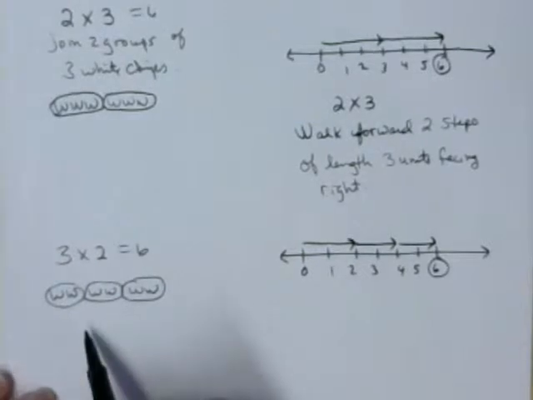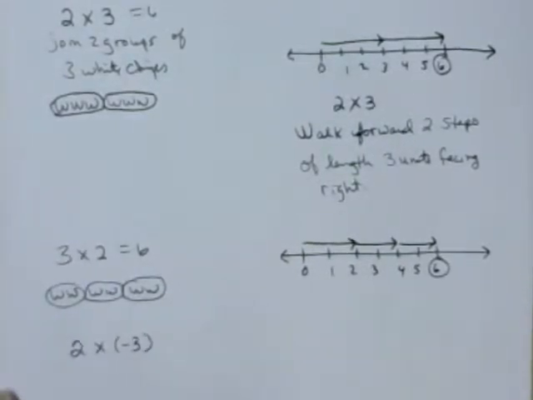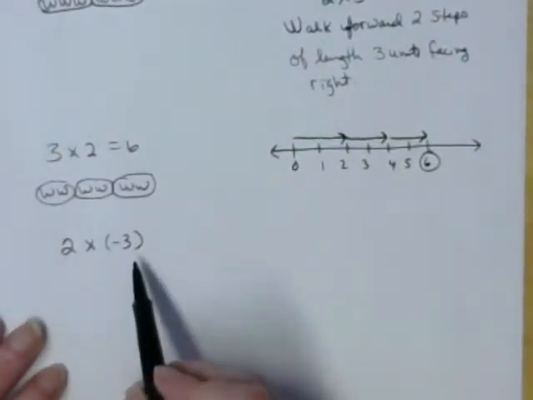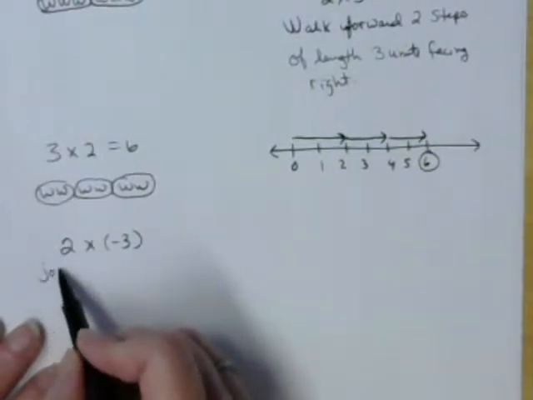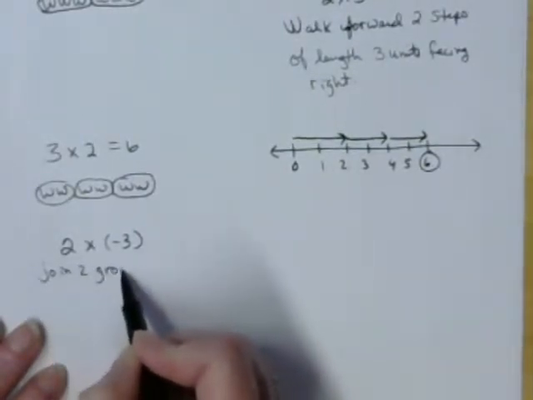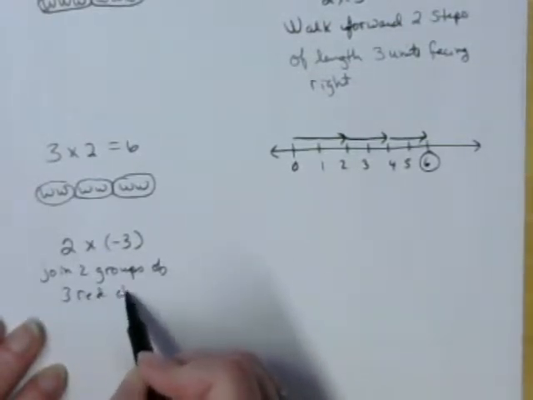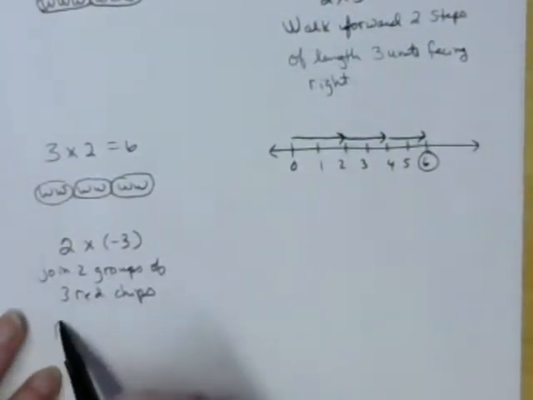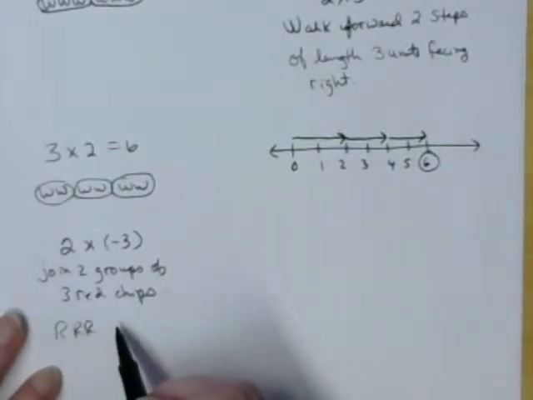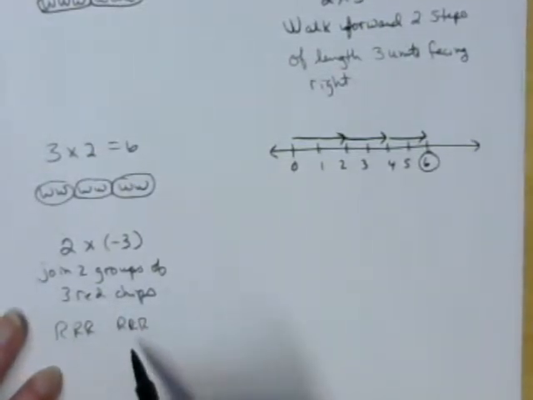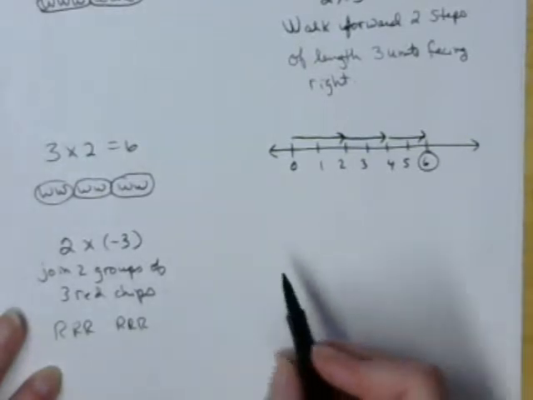So now if we wanted to do 2 times negative 3, this is telling us to join 2 groups of 3 red chips. So I'll just write that here: join 2 groups of 3 red chips. So here's a group of 3 red chips, and here's a group of 3 red chips. This time I'm just going to separate them with a little space. You don't really have to draw the circles around them if you just space them. So it's obvious now I've got 2 groups of 3.